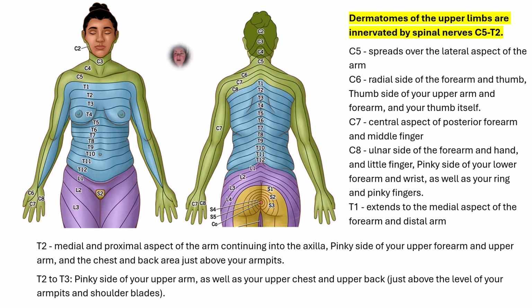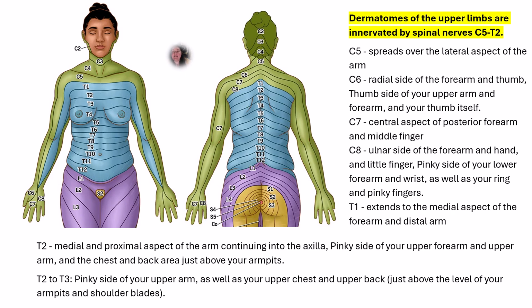All right, C5. That spreads over the lateral aspect of the arm. When we're in anatomical position, where is the lateral aspect? That is the radial aspect, right? That is our radius, that is our thumb side. So going down to C6, same side of the body, radial side of the forearm and thumb. So that's our lateral side. It's the thumb side of the upper arm and forearm and your thumb itself.